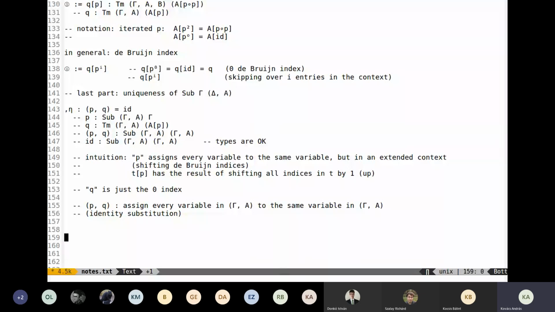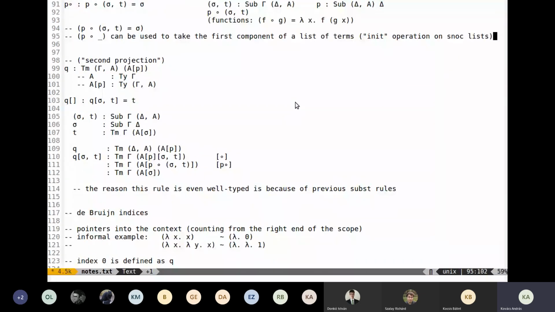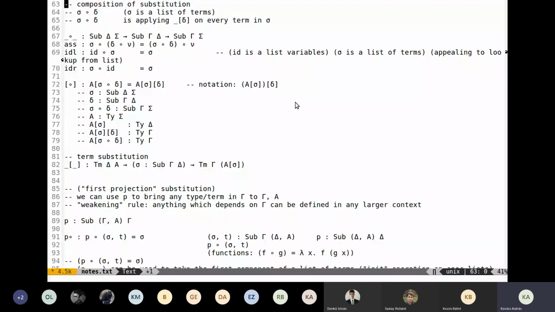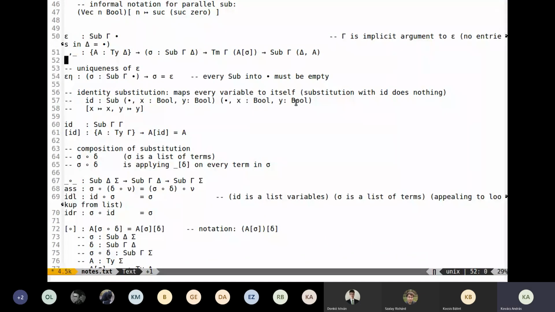And okay, so we have this uniqueness rule, and actually I wasn't completely correct because we also have a rule which we just skipped for some reason. Let's just go back and add the rule. So when we had the substitution extension, where is the substitution extension? So here we have the substitution extension.